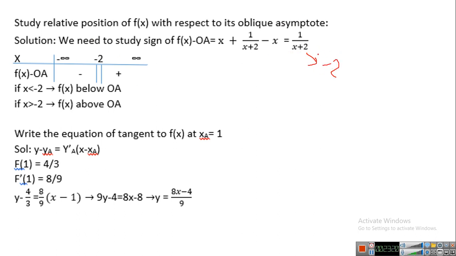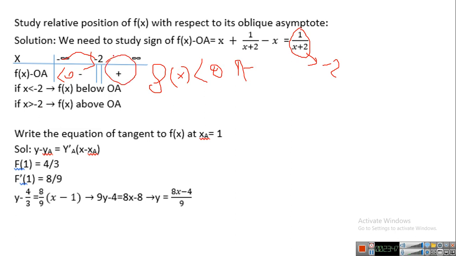So if you take a number before minus 2, which is minus 3, if you replace it here, it will be negative. A number bigger than minus 2, which is 0, it will be positive. So f of x minus oblique asymptote is less than 0 if x is less than minus 2. So it means f of x is less than the oblique asymptote if x is less than minus 2. F of x is above the oblique asymptote if x is bigger than minus 2. Okay, plus means f of x is above, minus means f of x is below.